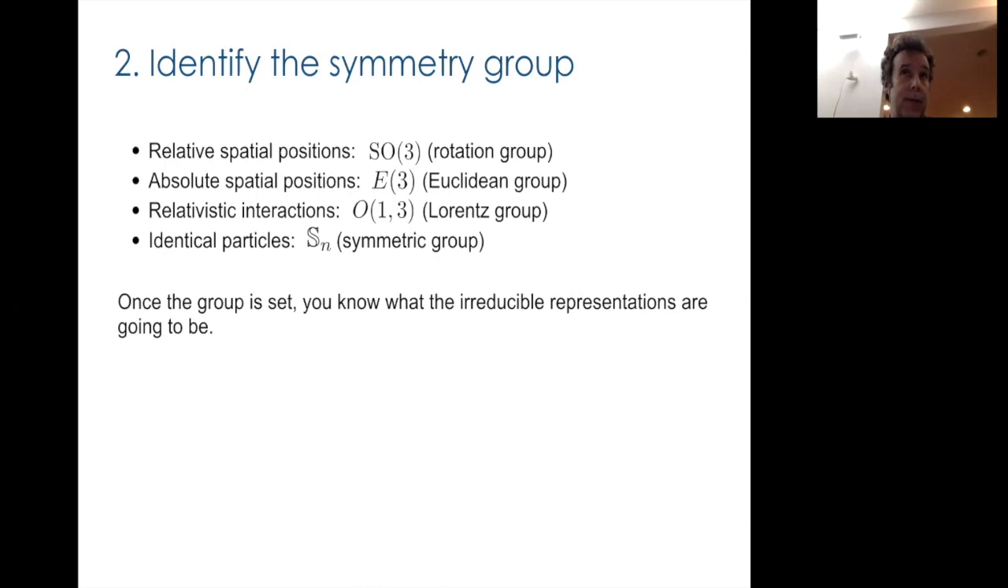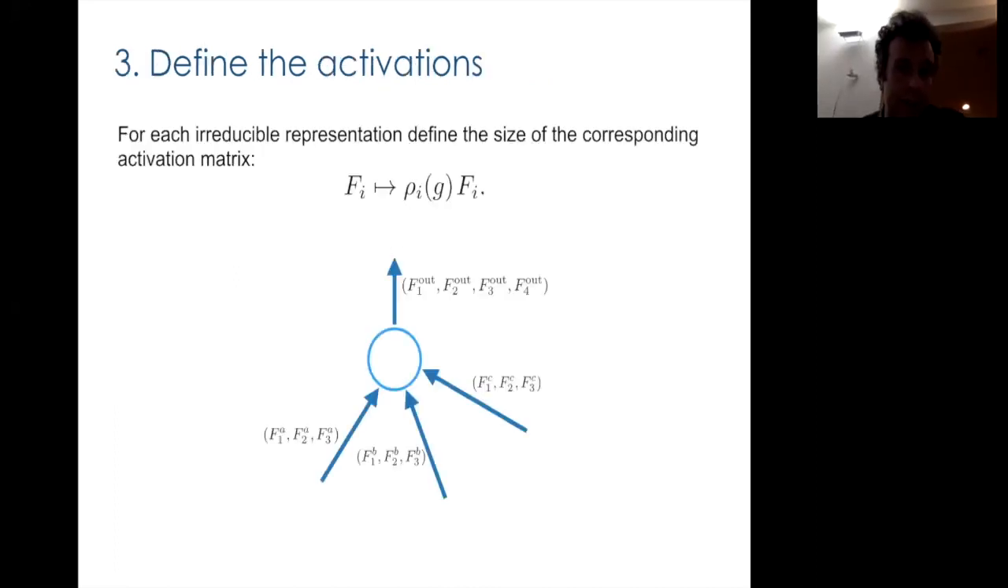Or if you have some kind of relativistic problem, for example, you are going to be looking at, say, the Lorentz group. We actually have a paper on that where we built a neural network for classifying collision events, or these jets, in particle colliders. Or in problems which involve exchangeable particles and you need to be invariant or equivariant with respect to permutation symmetry, you would be looking at the symmetric group, and so on and so on. So for this whole list of groups that actually come up in physics, you need to look at the corresponding irreducible representations, and then you need to define the activations in the neural network in terms of these irreducible representations.